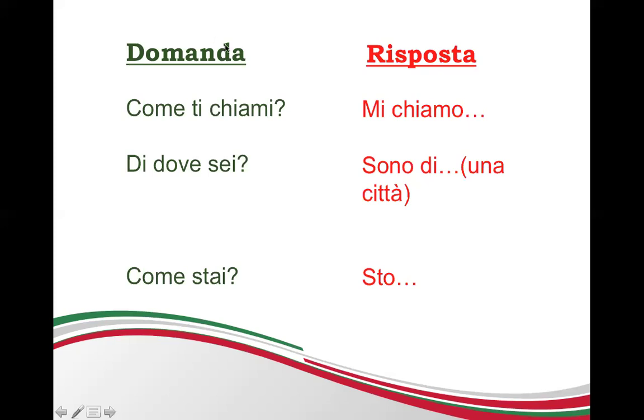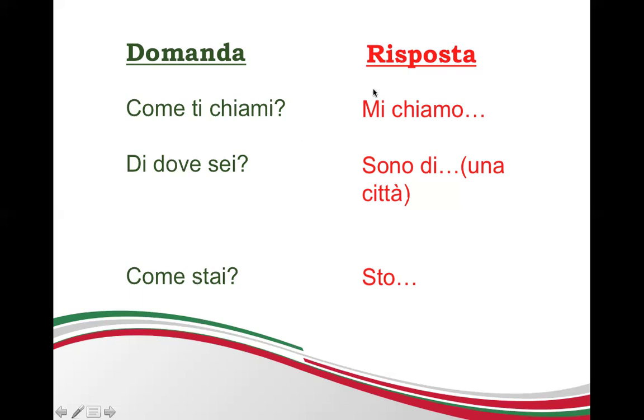And the three questions that we learned today are come ti chiami? What's your name? Or literally, how do you call yourself? Just like the Spanish, como te llama? Di dove sei? Where are you from? Which is literally of where are you? So in Italian, you're not from somewhere, you're of somewhere. And then we did come stai? How are you? How are you doing?